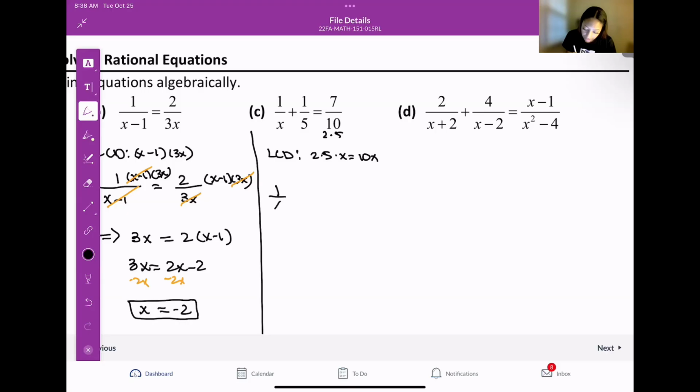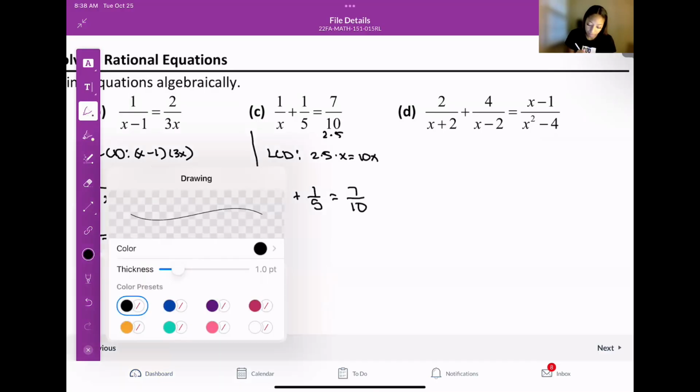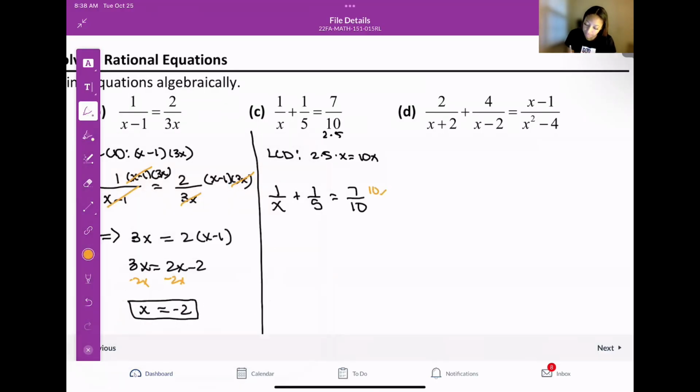We multiply each of these terms. Remember, both sides of the equation, every single term, we're going to multiply by 10x. And then if you simplify properly, all of the denominators should cancel out. So 1 over x times 10x, the x's cancel, and we're left with 10, plus 1 over 5 times 10x. 10 over 5 simplifies to a 2, so this becomes a 2x.